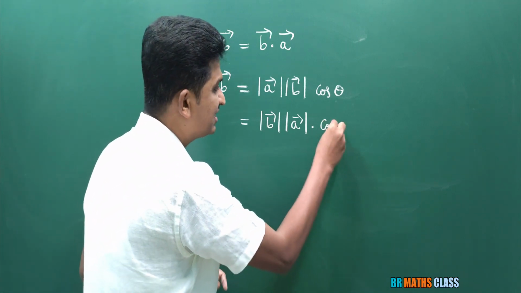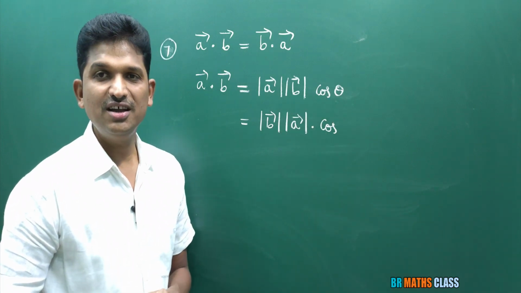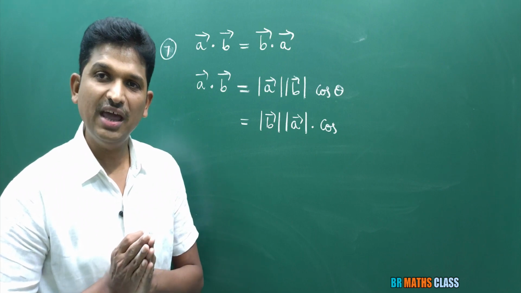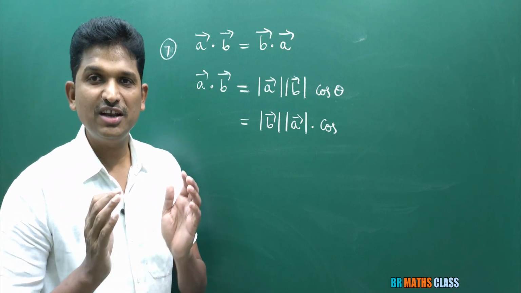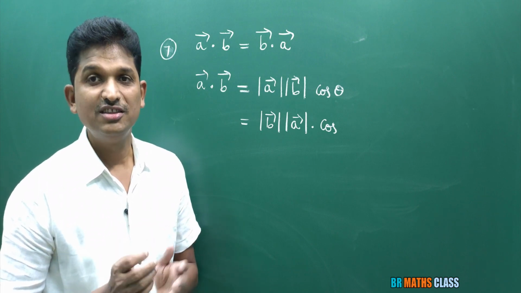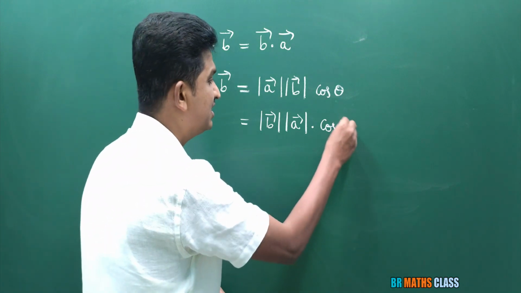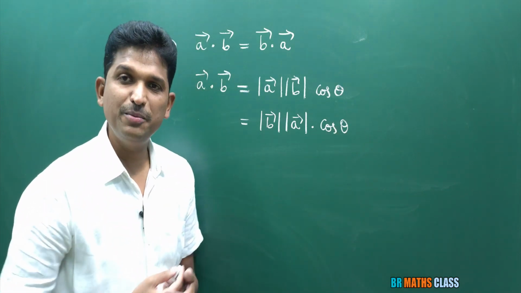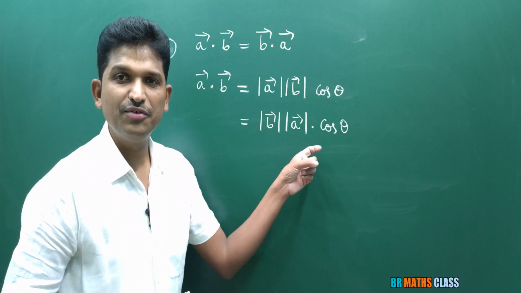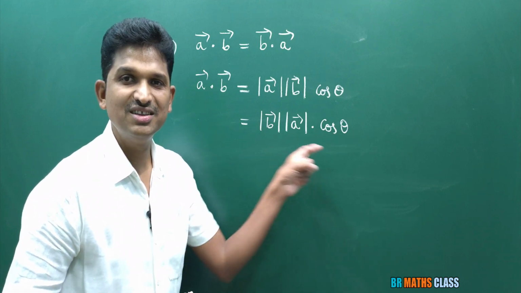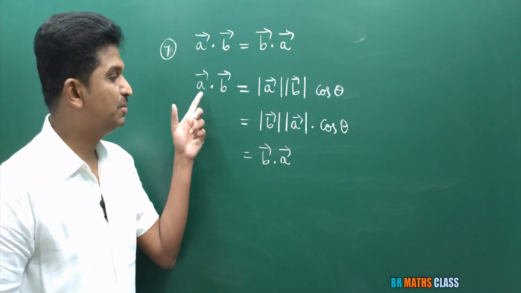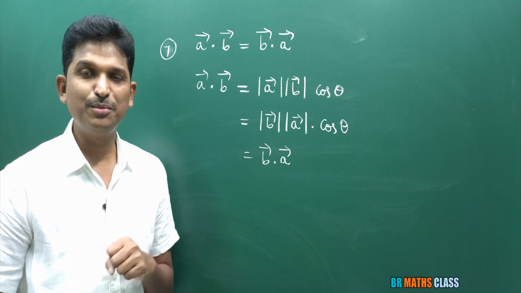Into cos theta. What is theta? Theta is angle between the vectors A bar comma B bar. In last class we learned about angle between the vectors. Angle between the vectors A bar comma B bar is same as angle between the vectors B bar comma A bar. This point we learned in last class. So here theta remains the same. So what is B bar dot A bar formula? What is B bar dot A bar? Magnitude of B bar into magnitude of A bar into cos theta. So what is this? This is nothing but B bar dot A bar. So A bar dot B bar is same as B bar dot A bar.